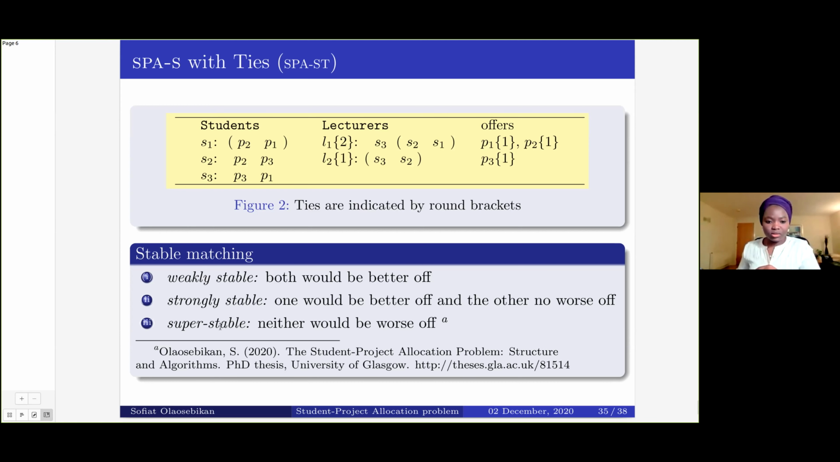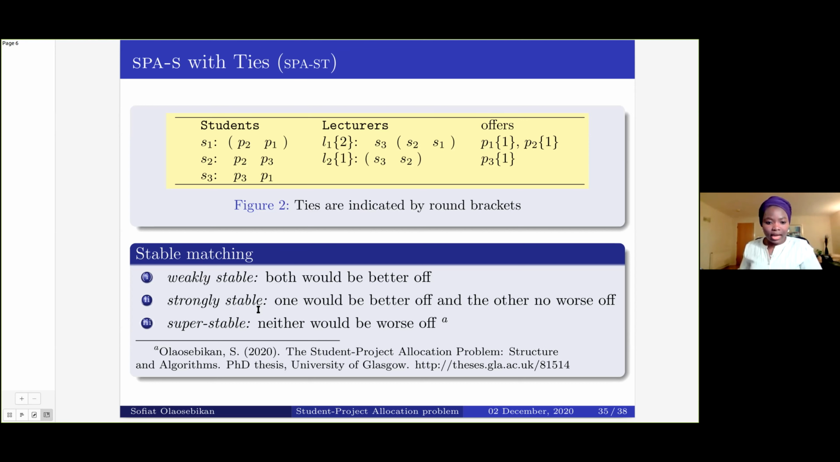And the last one is the super stable matching, where it's possible that when a blocking pair occurs, the student and the lecturer are both indifferent between what they are currently assigned to and what they want to move to. So those are the 3 different stable matchings that occur, the 3 different definitions of stability that occur when ties appear in the preference list.